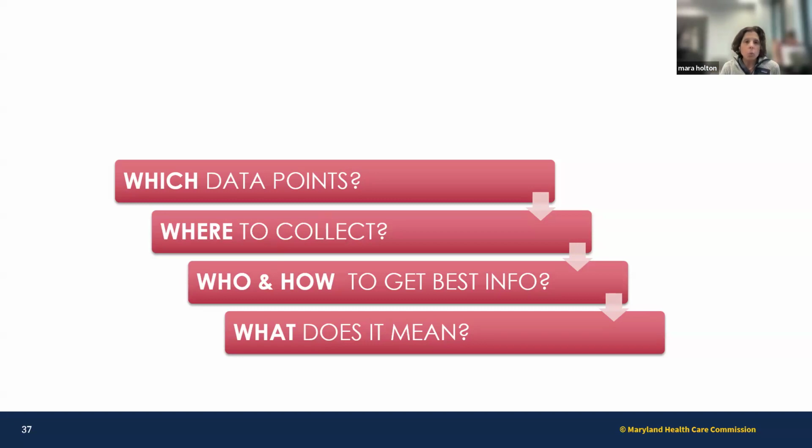Questions always arise as to where to collect that data. Are you collecting it from an EHR? In our case, typically you are. Are you collecting it from a practice management system? So again, where are you getting your data? And that really needs to be tailored to the questions you're trying to answer. Who and how to get the best information.